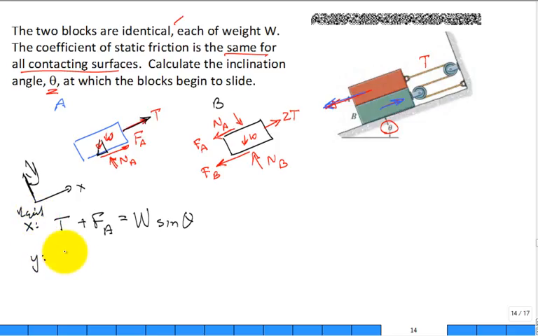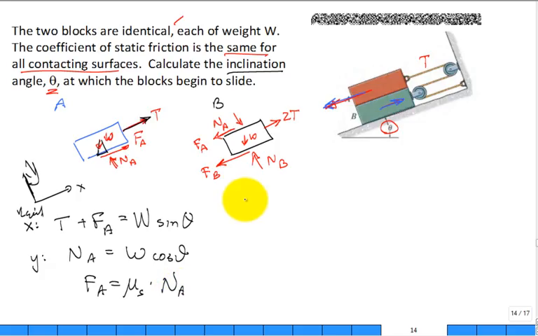Well, pushing up is N_A. Pushing down is the weight times the cosine of theta. And then because it's on the verge of slipping, they want that maximum inclination angle, we can replace F_A by mu times N_A. If you're brand new to this game, somebody will say, oh, that's the weight of block A. Is it? No, it's not the weight of block A. It's that normal contact force between the two.